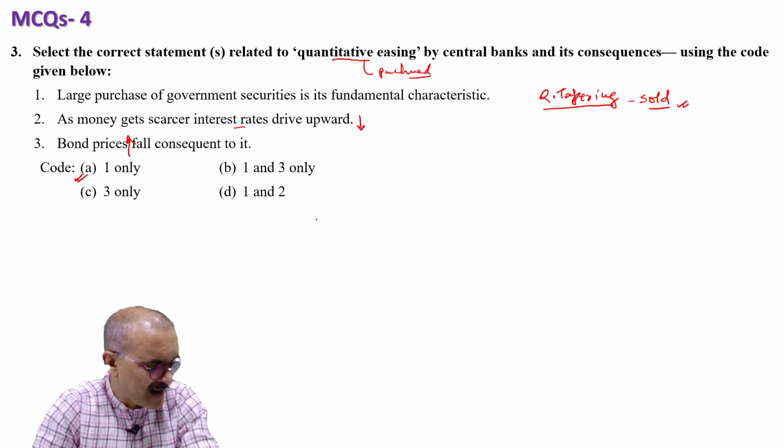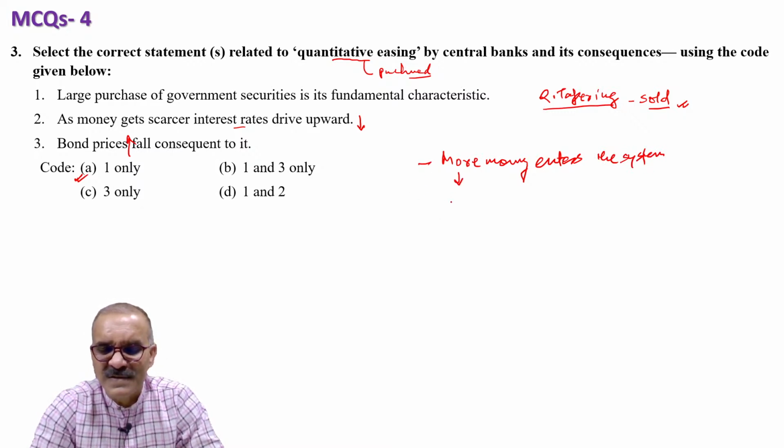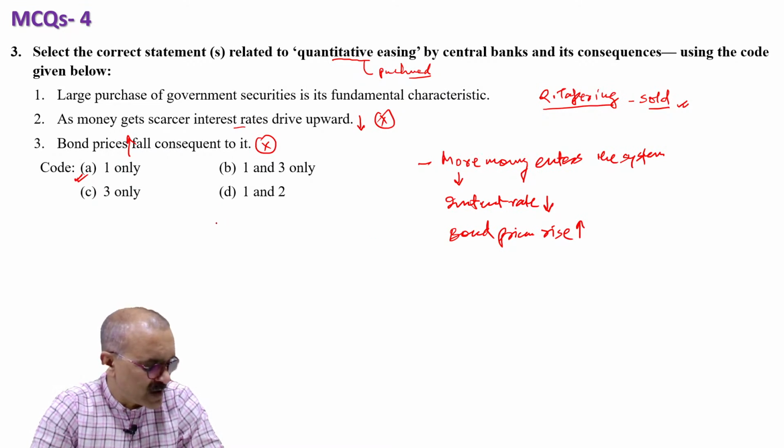Did you understand, Ramya and Rahul? Because more money enters the system. So when money is easily available, what will happen as a consequence? Interest rate will go down. So this is wrong. And when interest rate goes down, the bond prices basically rise. So these two statements are wrong. So its correct answer is A.